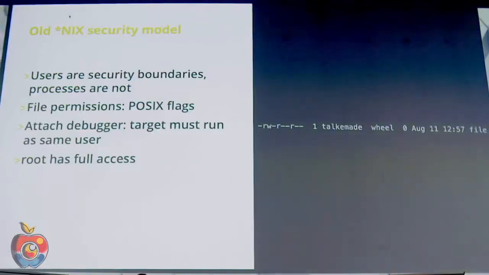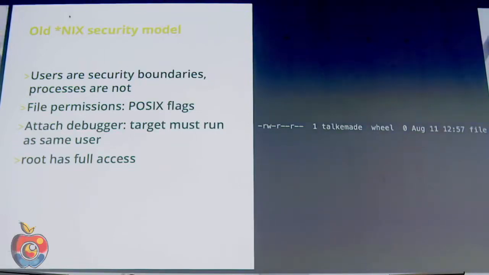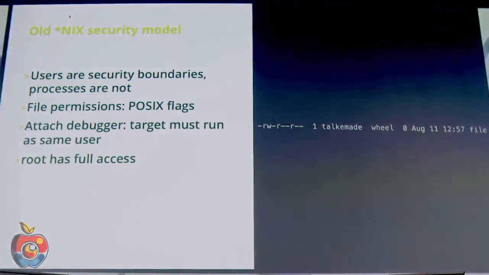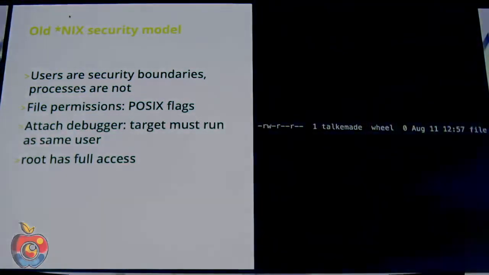First, I want to compare it to the old Unix, Linux security model. And that basically means that the users are privilege boundaries, but processes are not. You can see this if you look at files. Files always have an owner and a group, and a number of flags that determine who is allowed to read or write or execute that file. The same thing for processes.